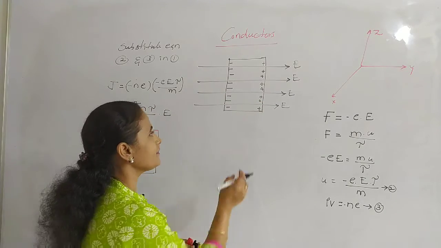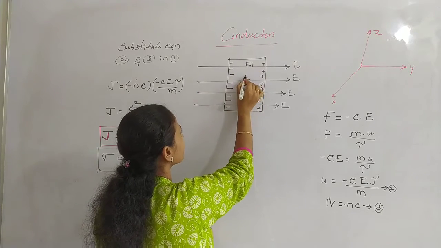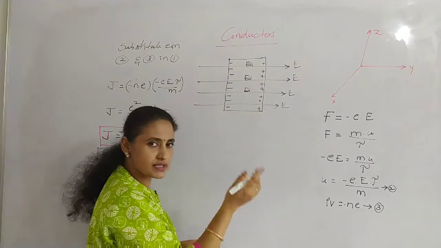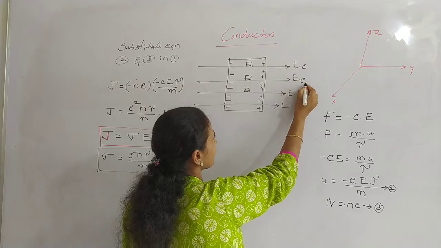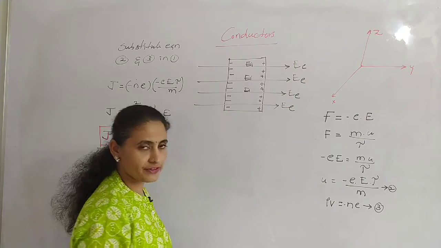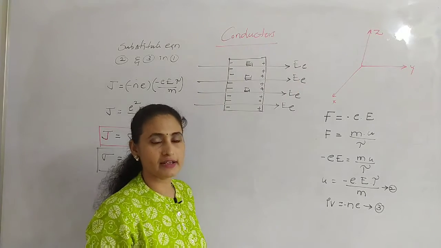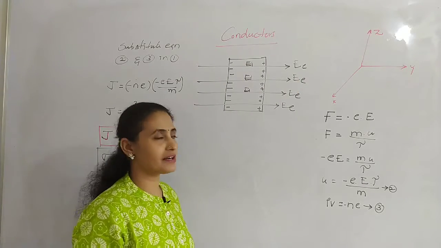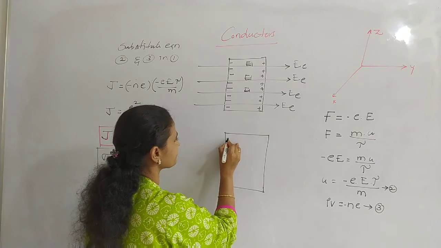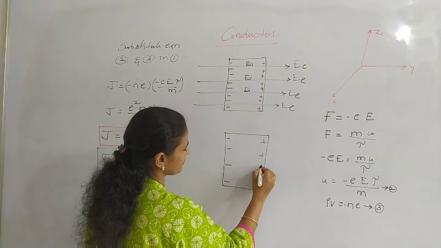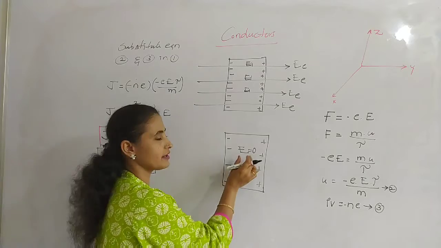The second thing is that some internal electric field is induced within the conductor, which cancels the externally applied electric field. This is E_e, the external electric field. So the internal induced electric field cancels the external electric field. The resultant is that there won't be any electric field on the conductors. So on the conductors, no electric field, E is equal to 0.